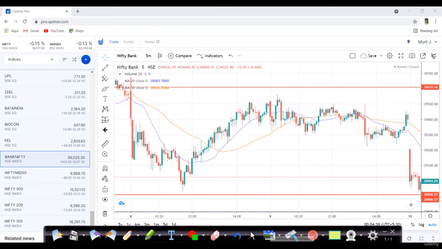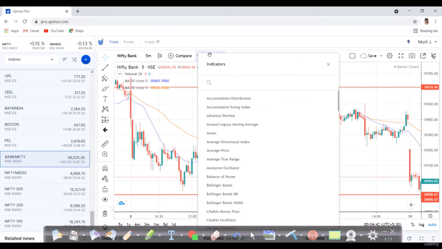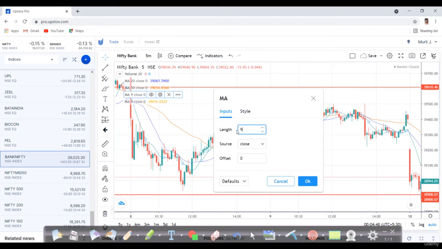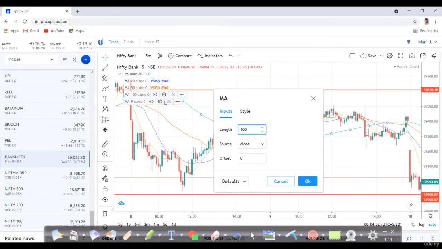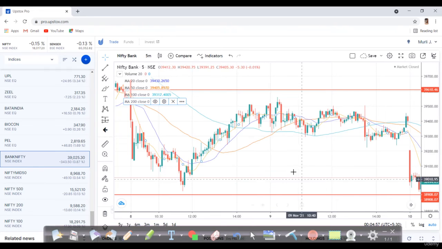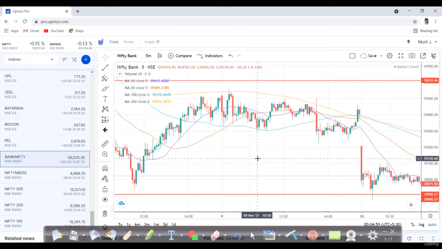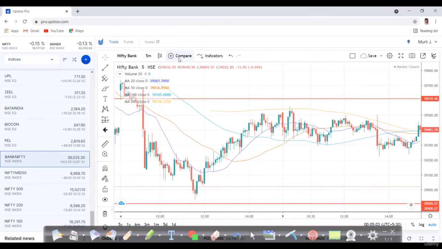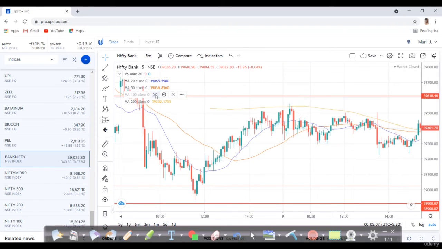Before that, let's plot the 100 and 200 moving averages as well. I will plot the 100, and I will plot the 200 as well. These are the standard values which mathematicians and researchers use. Now what I am doing is checking the 20 and 50 first, with multiple time frames.